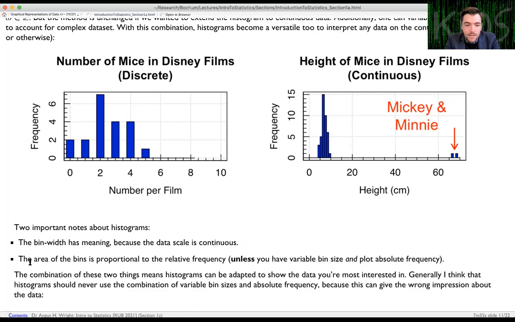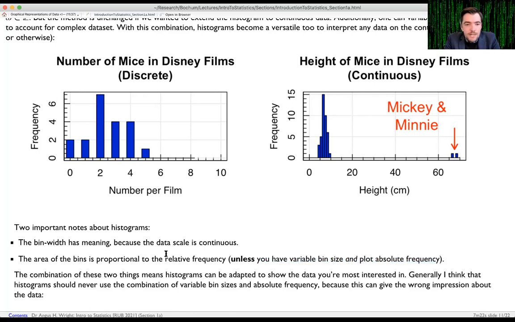So let me put this another way. The area of the bins is proportional to the relative frequency unless you have both variable bin sizes, so I don't use equal binning in my x-axis, and I plot absolute frequency. If these two are satisfied, the area of the bars in a histogram no longer is proportional to relative frequency. And we'll see why that is very, very dangerous in a few seconds.